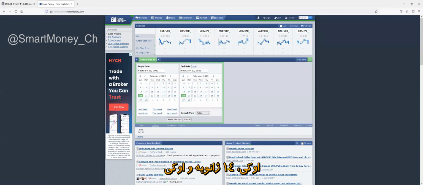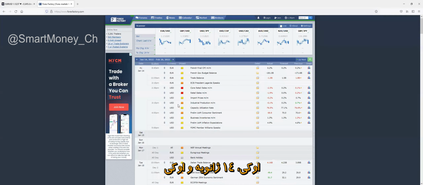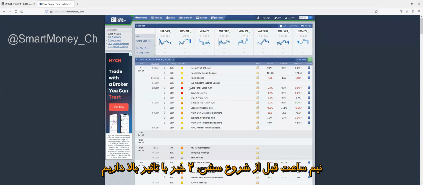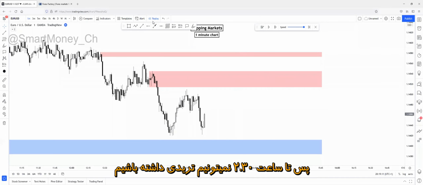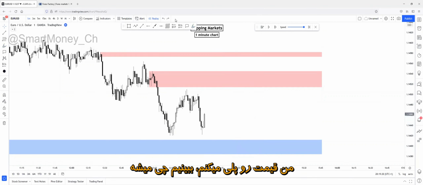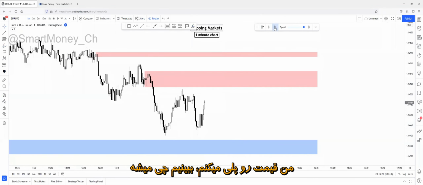Okay, so which day is it? 14th of January. Where is it? 14th. Apply settings. So on this day, actually there will be high impact news, as you can see. 30 minutes before the session starts, there will be 2 high impact news. So we can't really trade until 2:30. So we can't really trade until this point. There will be the high impact news hitting, and basically there will be huge reaction. So we have to wait. I will just play price forward.